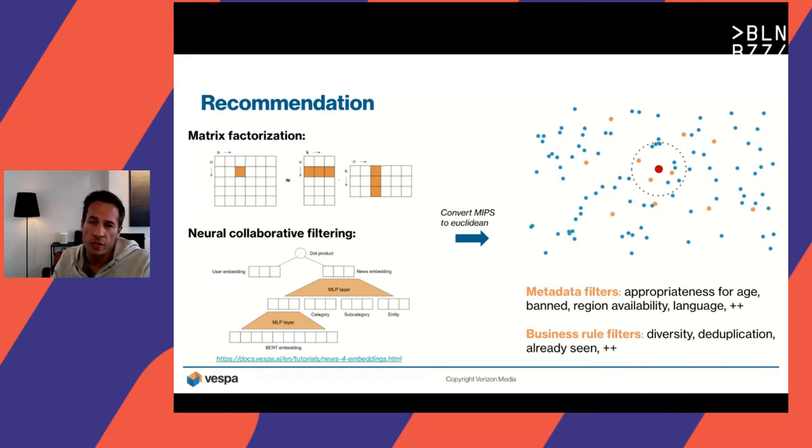Now, for recommendation services such as YouTube and TikTok and so on, there are a lot of inherent filters we need to consider, such as age appropriateness, banned content, region availability, language, and so on. And there might be more dynamic filters such as business rules for diversity and deduplication and so on. But all these serve to potentially filter away a lot of otherwise relevant items, so that the effect is that we recall far fewer items than what we otherwise could have.